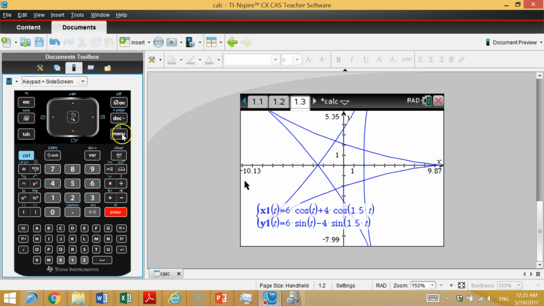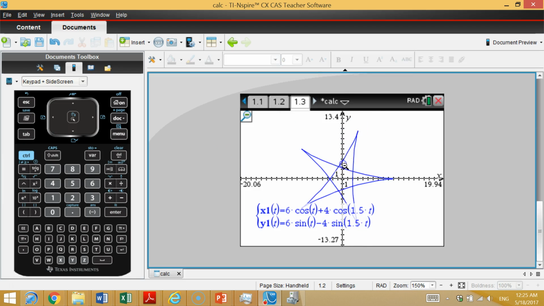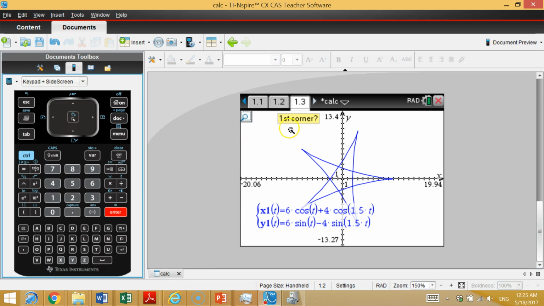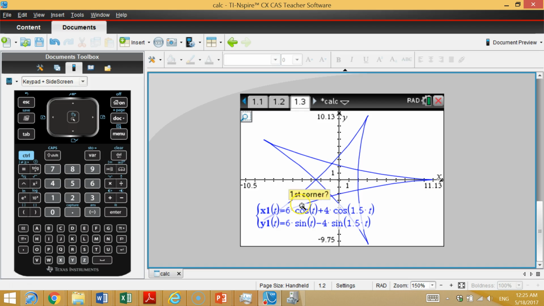Look at that, it makes a star. So I'm going to zoom out. Let's do a zoom out here from the center. And maybe I'll do a zoom box to be able to get a real nice picture of that star. From here to here, maybe. There we go. Okay, so we have this nice star.